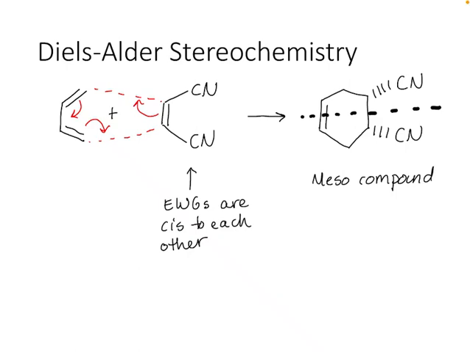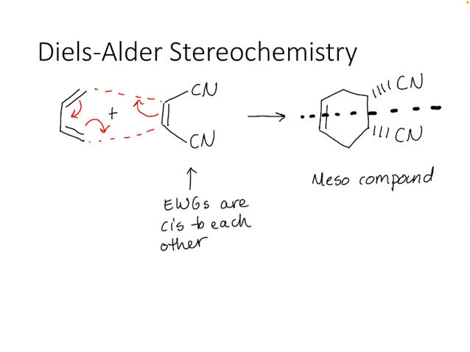Everyone, we're going to wrap up chapter 16 in this video, the chapter on conjugated pi systems and pericyclic reactions. Last time we were discussing the Diels Alder reaction and we got to stereochemistry, and we said that if your electron withdrawing groups on the dienophile are cis to each other, then they'll also be cis to each other in the product.